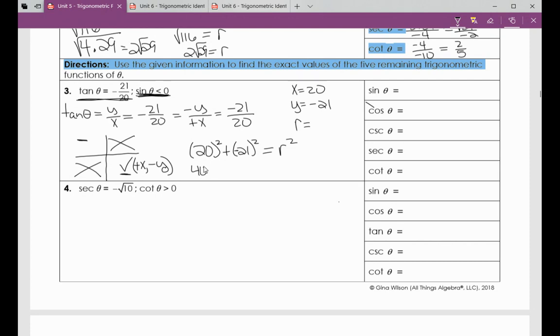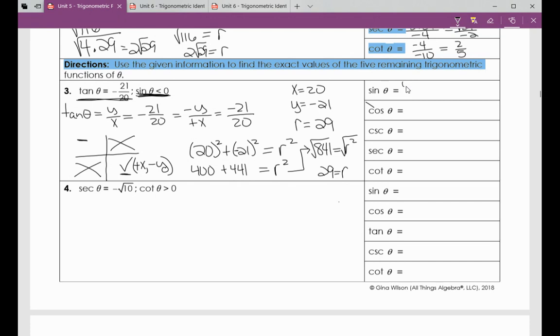So I get 400 here, 441 here, and that's equal to r squared. That's 841 equals r squared. When you take the square root of 841, you should get exactly 29. So lucky for us, we ended up with no radicals. Now all we have to do is fill in our ratios.